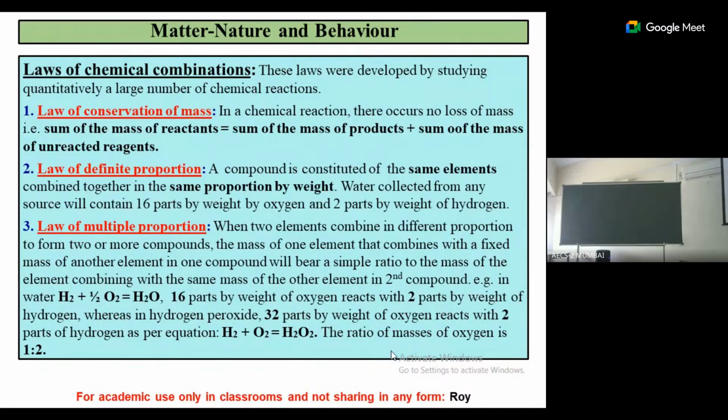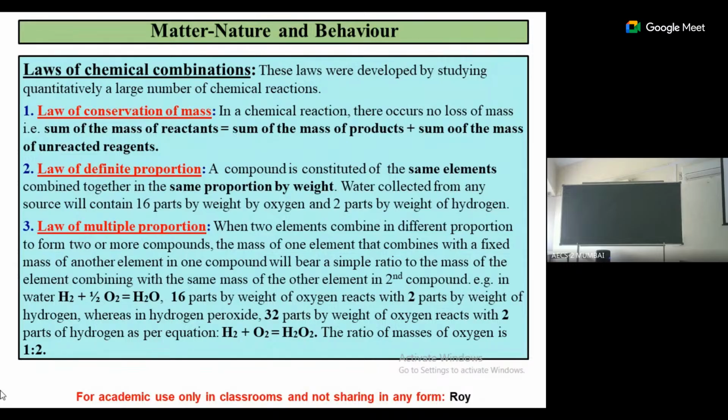If you have to convert mass to energy, you need some other thing, right? So, the law of conservation of mass states that in a chemical reaction, the sum of the mass of the reactants is equal to the sum of the mass of the products plus the sum of the mass of the unreacted reactants. So you start with some compound, some reagent, they react and partly convert to a compound.